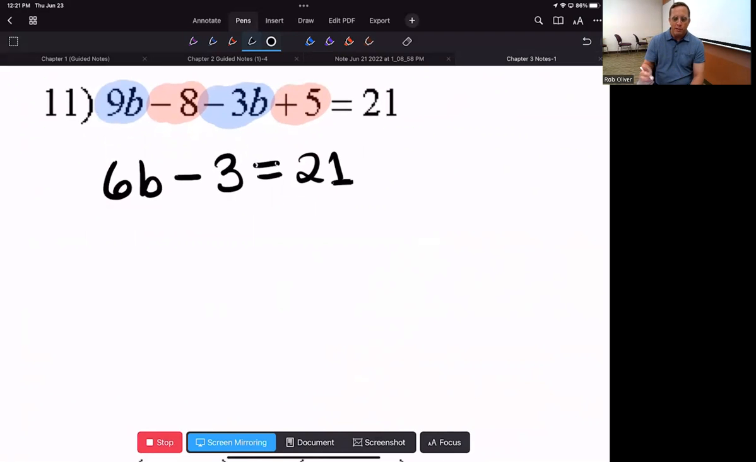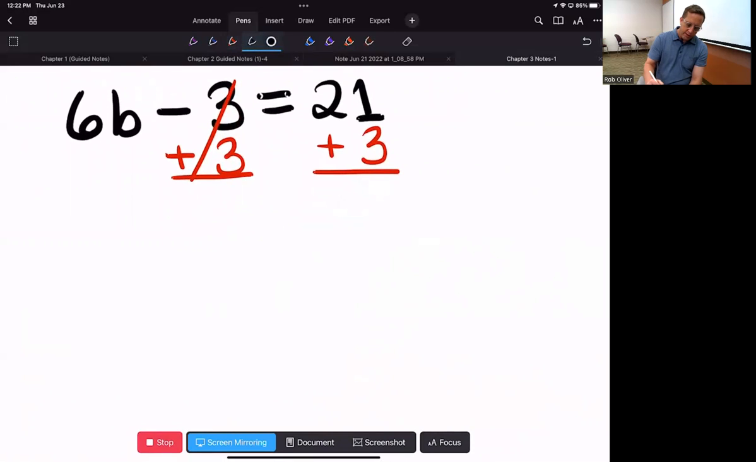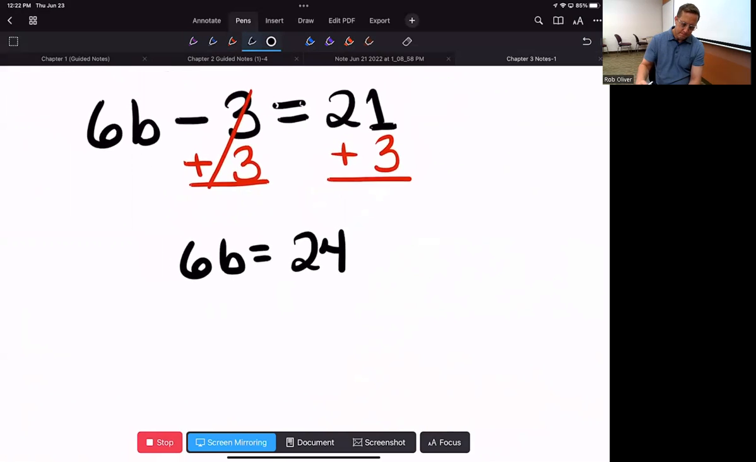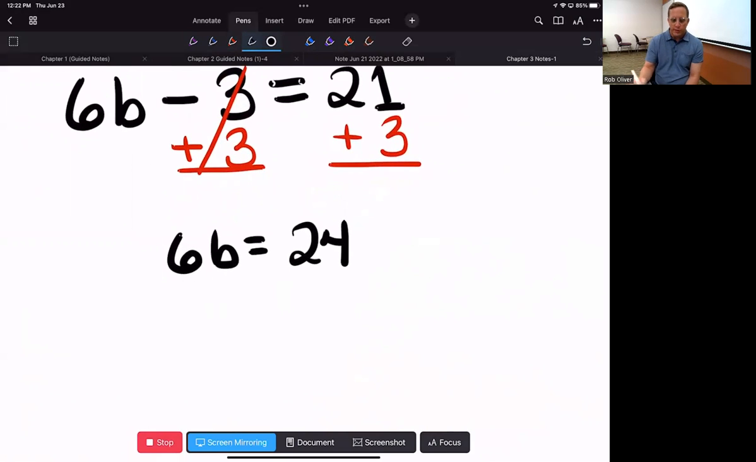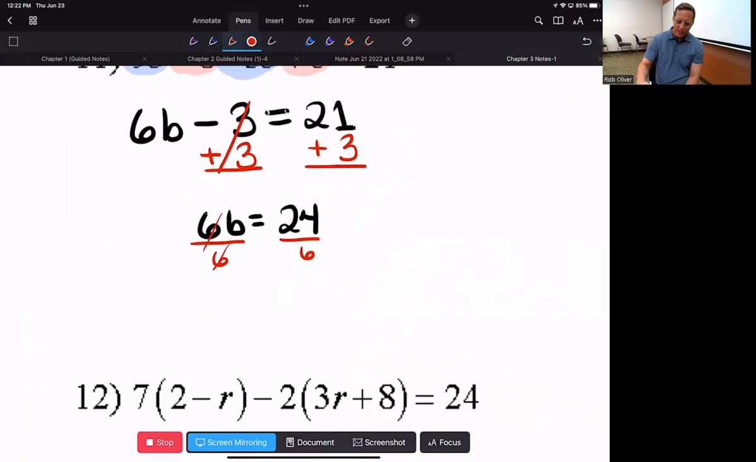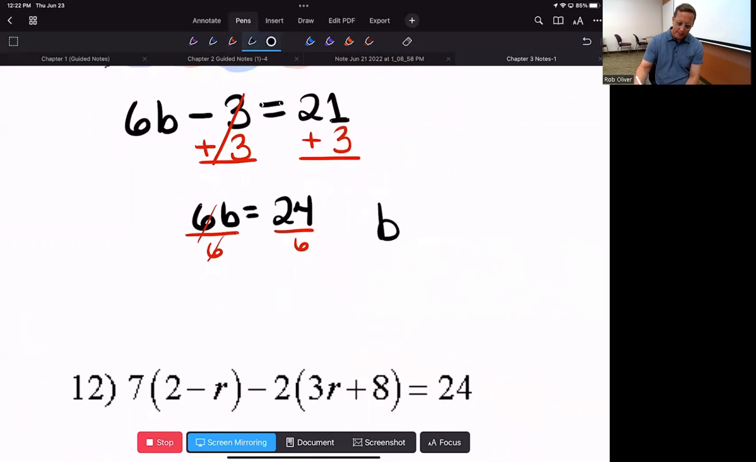And we're going to solve this like we have been. So we're going to add 3 to both sides. And so now we got 6b equals 24. And now it's a one-step equation, so we're going to divide by 6. Those cancel off, and so now we have b equals 4. And that's all you can do on that one.